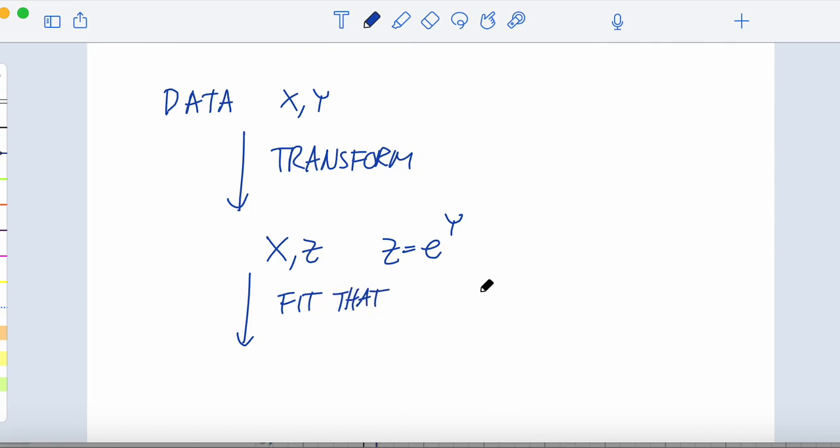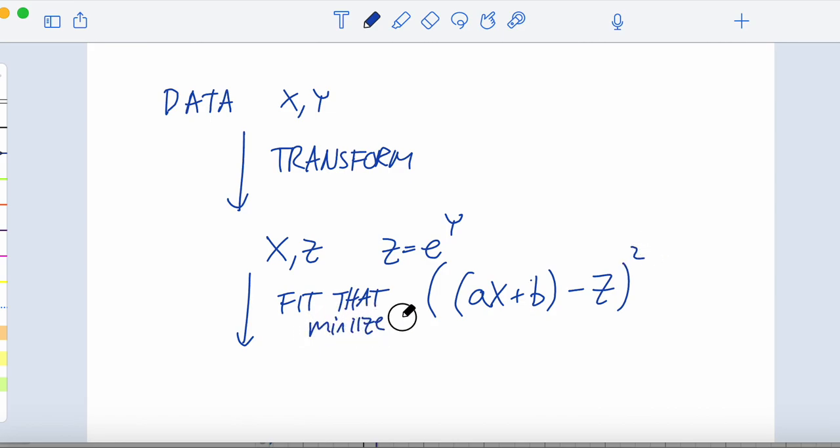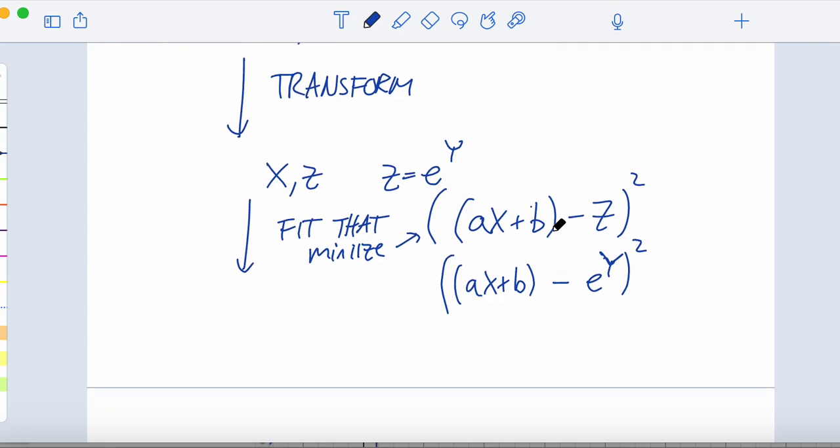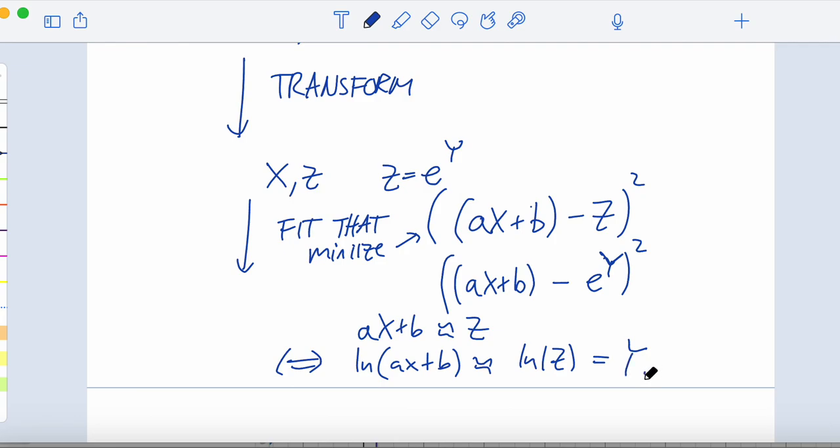That means we found an equation, ax plus b, such that ax plus b minus z squared was minimized. So we minimize the difference, ax plus b minus z squared. That's the same thing as minimizing ax plus b minus e to the y squared. If ax plus b is approximately z, then the log of ax plus b is approximately the log of z, which is y. So in this way, we got a nonlinear function, the log of ax plus b, some function applied to the linear regression, that fits the points y.